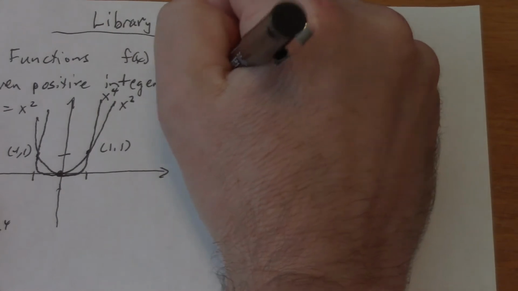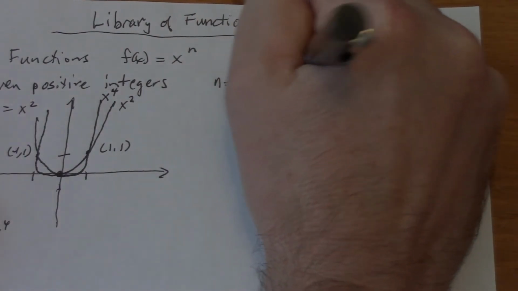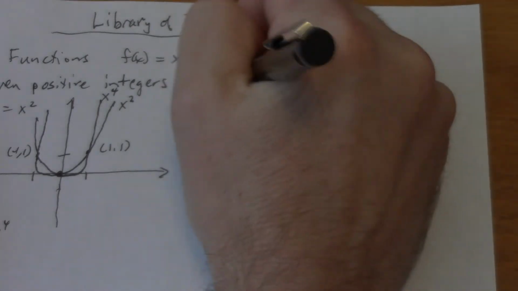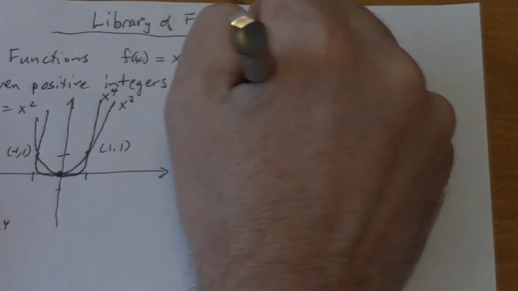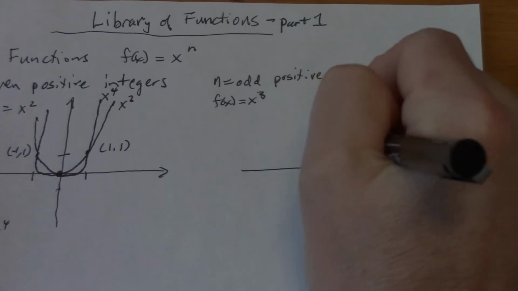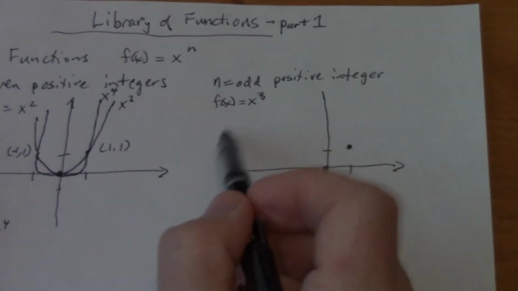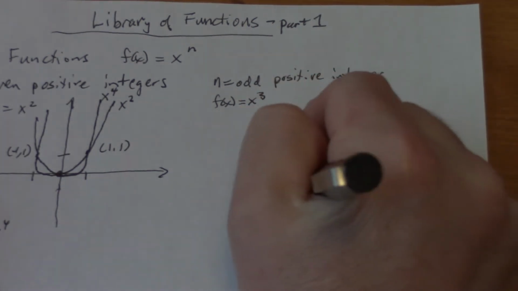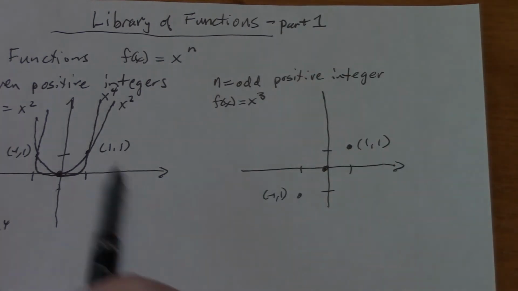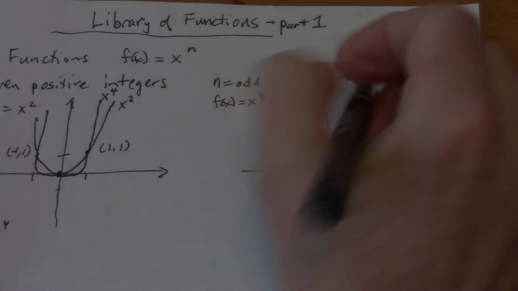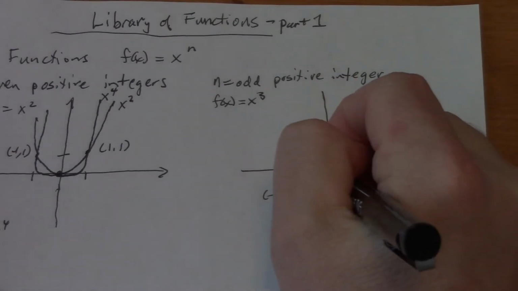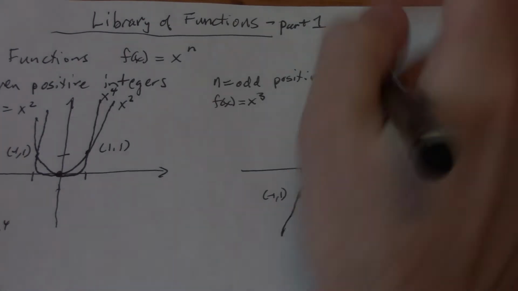How about an odd positive integer? Let's say x cubed. What does x cubed look like? Well, it's still going to have the point 0, 0 and the point 1, 1. When I plug in negative 1, however, negative 1 cubed is negative 1. And all of the odd power functions like this are going to go through those 3 points. On the right-hand side, it looks kind of like a parabola, and on the left-hand side, it looks like a parabola pointing down. And this would be x cubed.